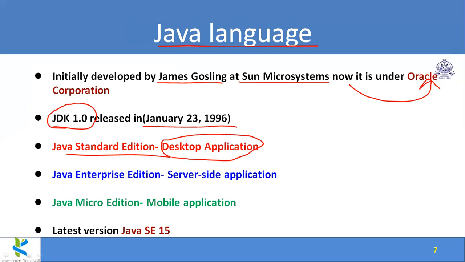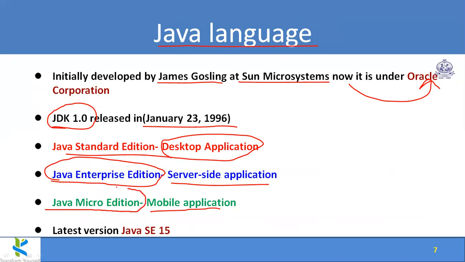And if I have to create a web application, I need to install Java Enterprise Edition. This package I have to install. So this is to create server-side applications. And if I want to create a mobile application, then I have to install Java Micro Edition. So you need this knowledge because you are going to be a Java programmer after completing this course.